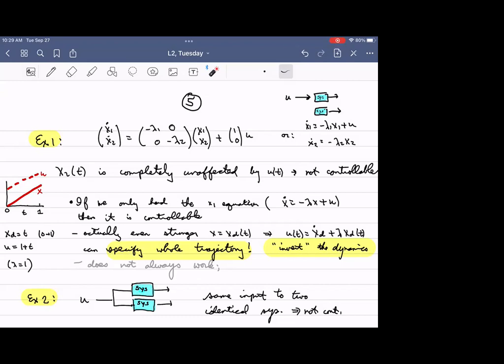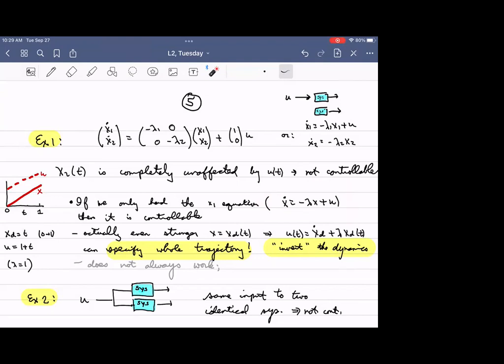By the way, if we just focus on this one here, if we just had x1, so it's just x dot equals minus lambda x plus u, it's in a way trivial to see that it's controllable. Intuitively it seems controllable, but there's a trivial way to do it. In fact, you can do something even stronger, which generally you can't, which is to make it go on some path that you want.